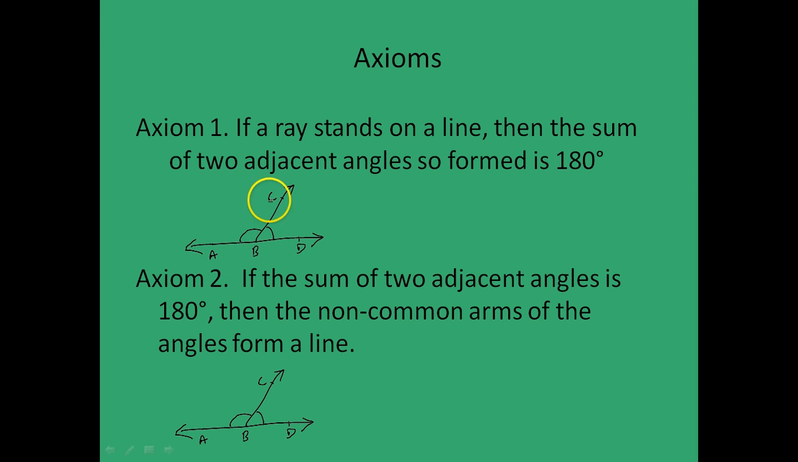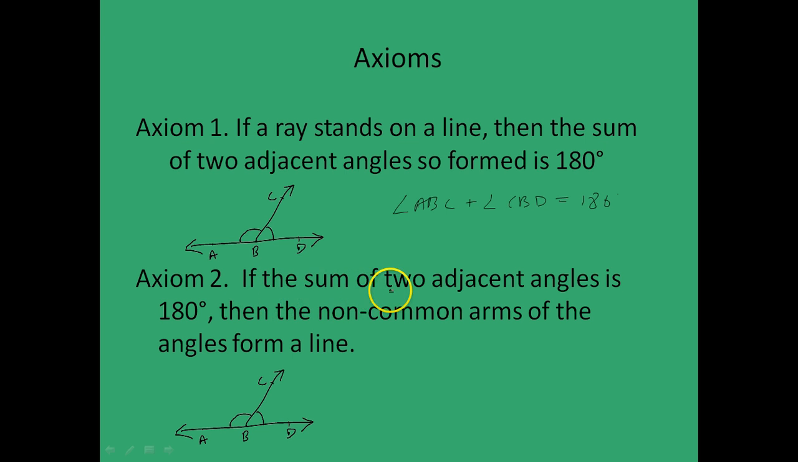Angle ABC and angle CBD together form two adjacent angles, and because they lie on a straight line, this angle as a whole should be 180 degrees. So therefore, angle ABC plus angle CBD is equal to 180 degrees because AD is a straight line.